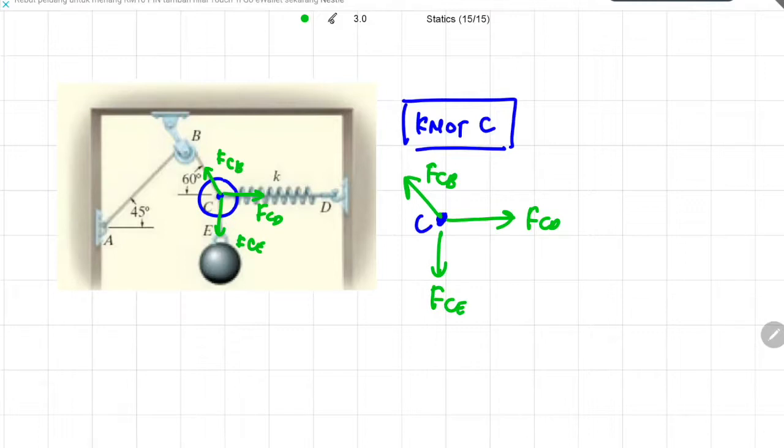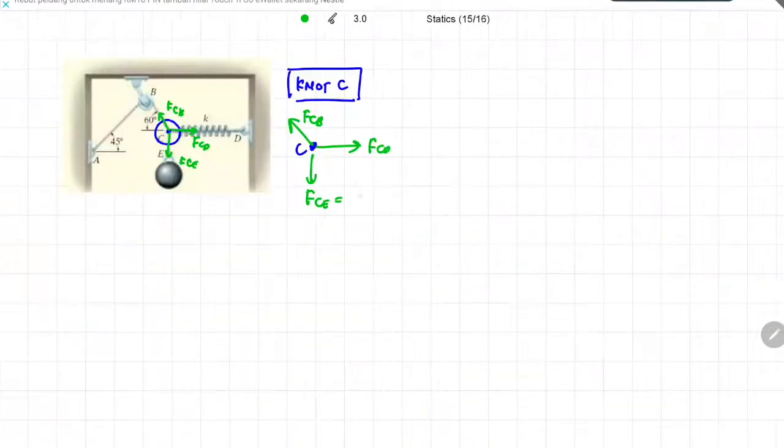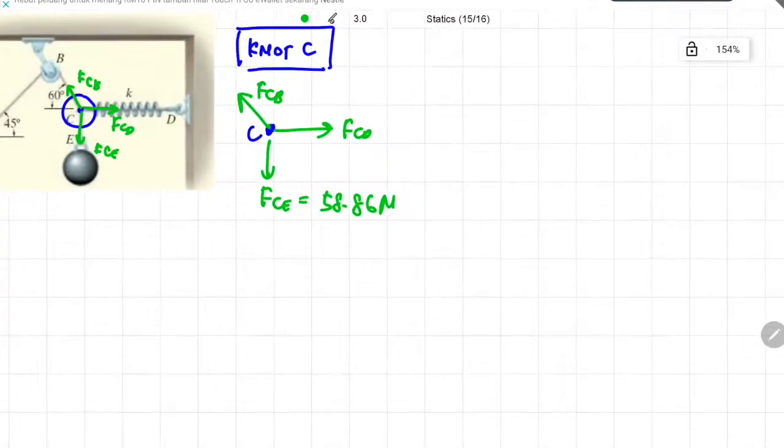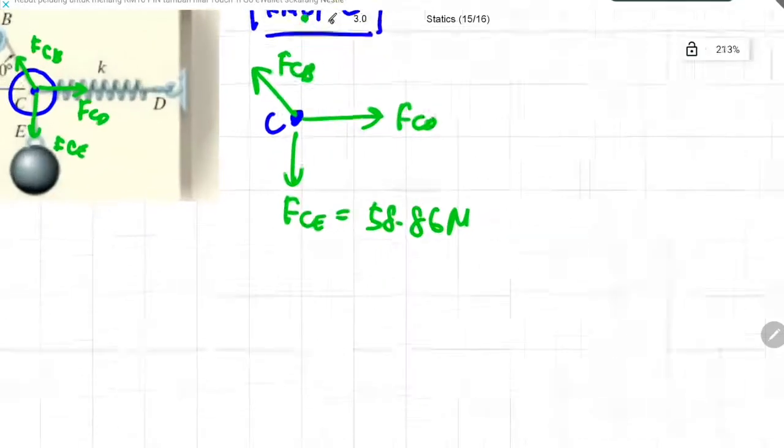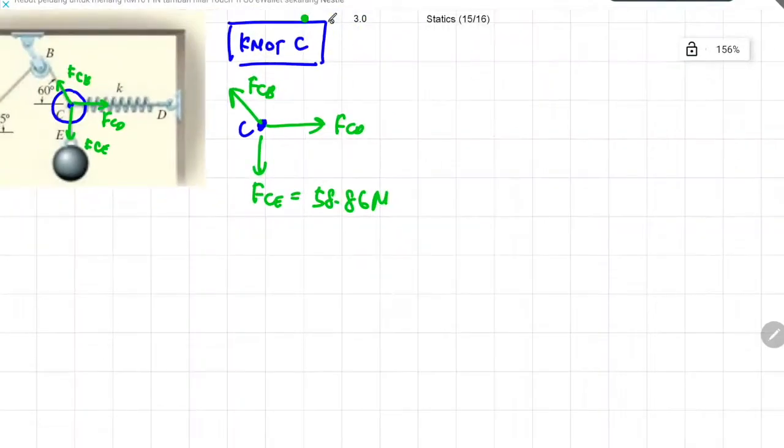Okay, so from our previous calculation, we know that the force along the CE cord is 58.86 Newton. So we put that value in our free body diagram over here. If you notice, there are two unknowns, which are FCD, we don't know how much, and FCB, we also don't know how much. But can we calculate it? Yeah, let's try to analyze this kind of situation using the equilibrium equation.